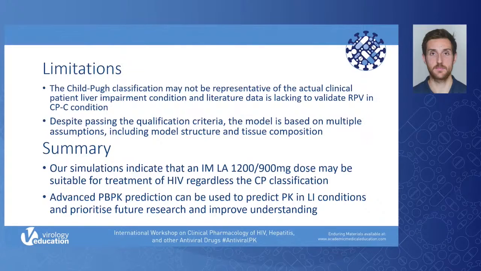It is also well noted that despite passing the qualification criteria, PBPK modeling is based on multiple assumptions, including but not limited to the model structure and the tissue composition. To summarize, our simulations indicate that an intramuscular long-acting formulation of rilpivirine may be suitable for the treatment of HIV in liver impairment classification regardless of the Child-Pugh class, and more generally, PBPK modeling can be used to inform drug pharmacokinetics in liver impairment classification for different purposes.